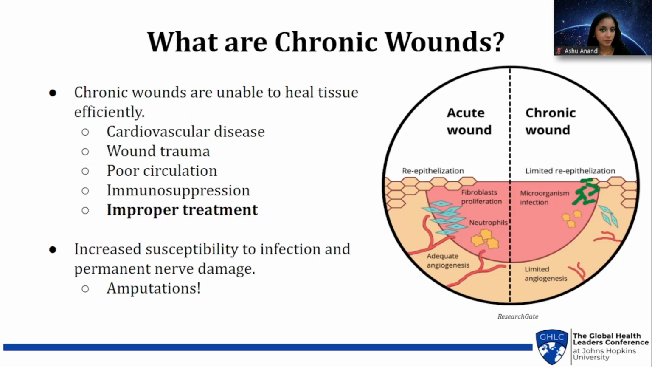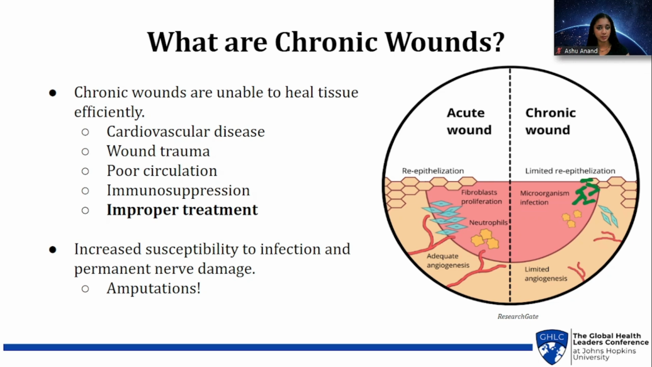But what is the problem here? That problem comes with chronic wounds. Chronic wounds are characterized by an inability to heal tissue efficiently, and they can be caused by a broad variety of reasons. A very common one is cardiovascular disease, for example, which leads to poor circulation. In particular, poor circulation, typically with diabetics in America, as you can see in this diagram to the right, you don't get enough blood flow to that wound site, and this leads to low oxygen around that wound site, often resulting in tissue necrosis or the death of tissue.